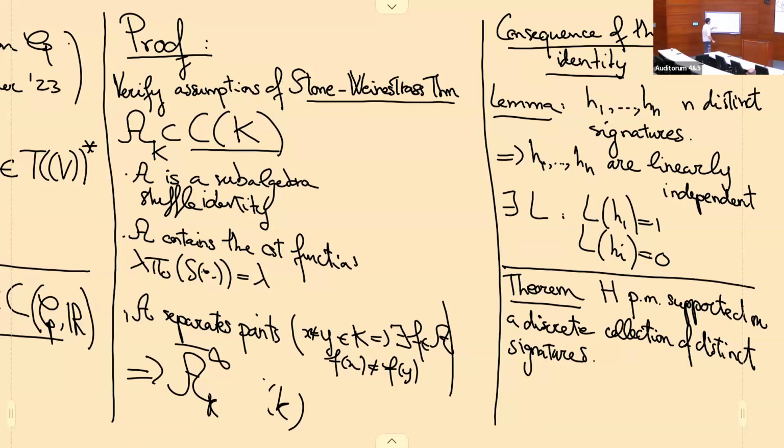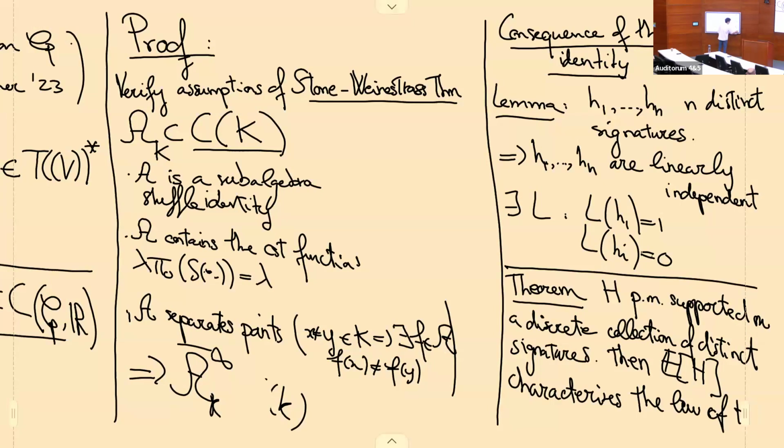Right. Okay. So the theorem says that if you have a discretely supported probability measure on signatures, then its expectation characterizes its law. Then the expectation of H characterizes the law of H.